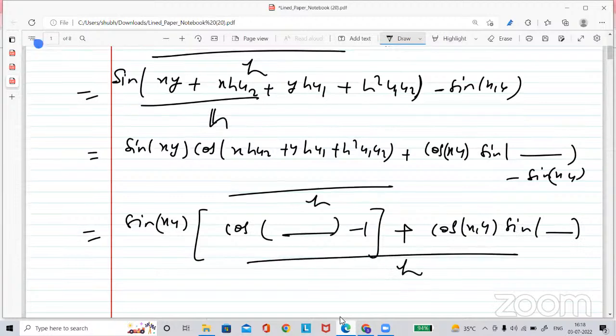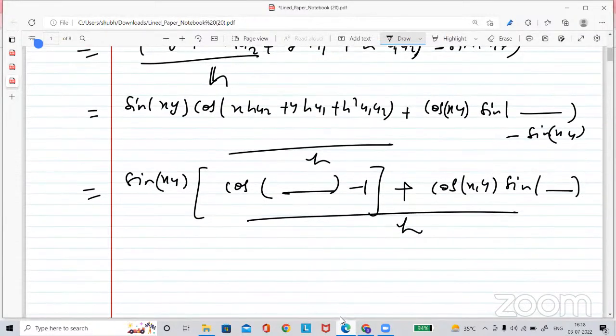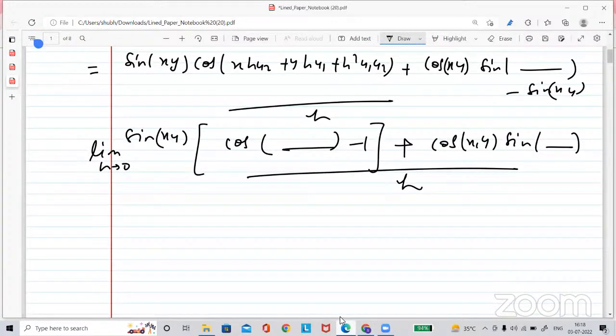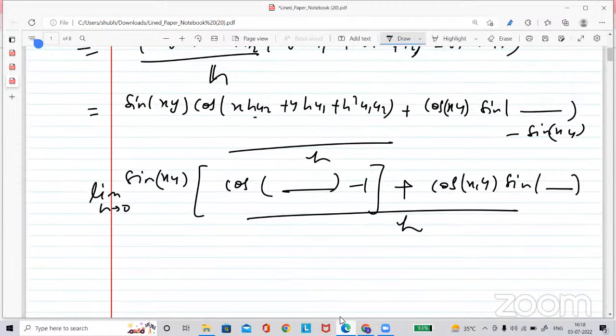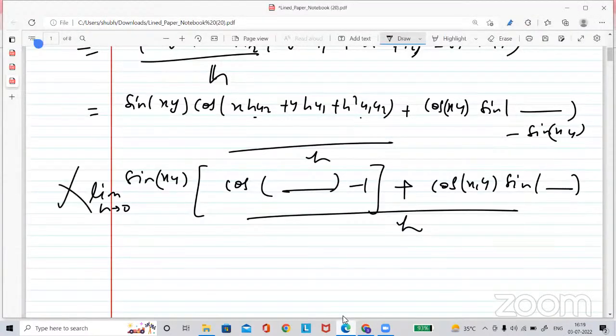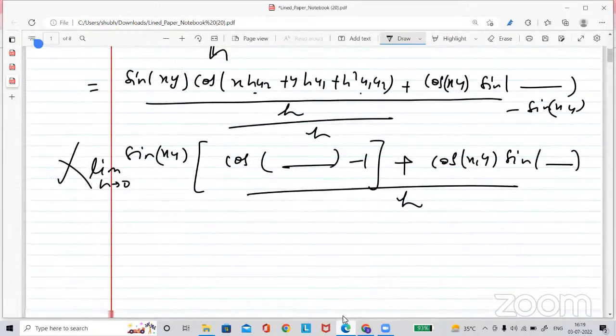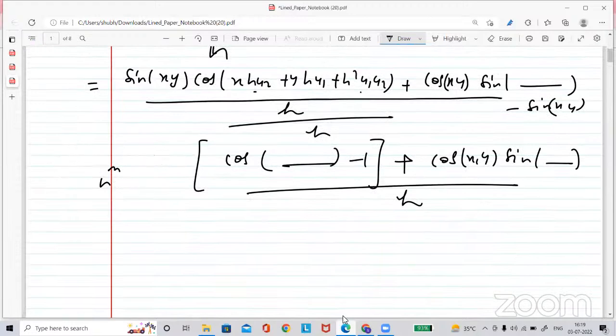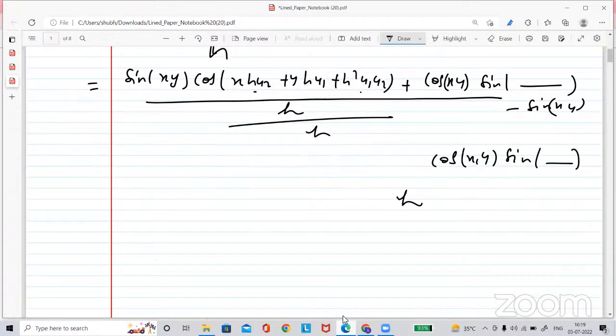Now what can we do? We need to take the limits. Then what can we do here? Here is h each time. We can take h as common. No, no need to take common here. Sir is not doing that. It will be difficult to take common, so we will not take common here. Otherwise it will be difficult to solve.